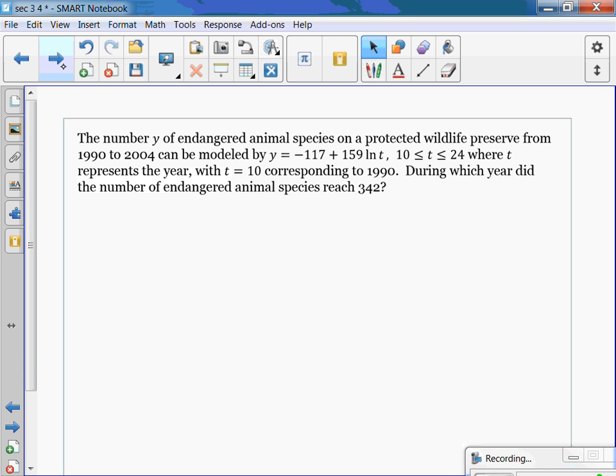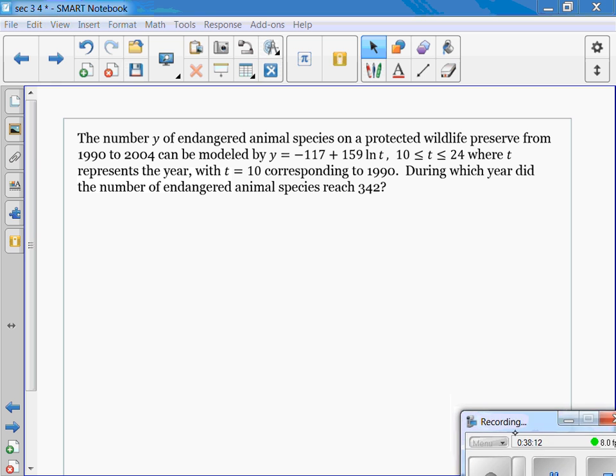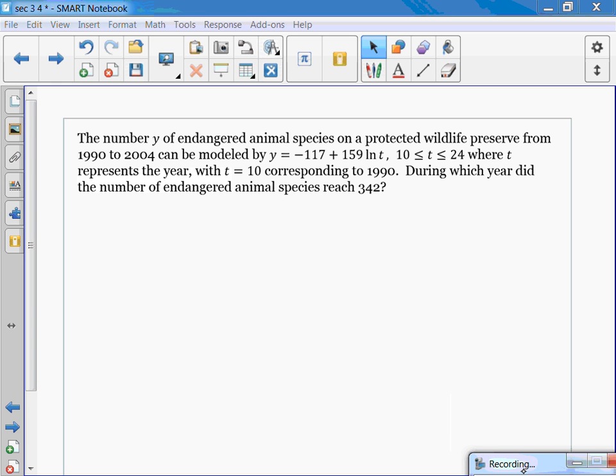So, what is that 342 in this problem? I'm sorry? My A. There's no A. That's what you're looking for. Here's the formula I've been given, right? Which will find the number of endangered species. Where my T is just the years, right? So, 300. We want to find what year will it reach 342 endangered species. So what am I substituting in with that 342? That's replacing my Y.